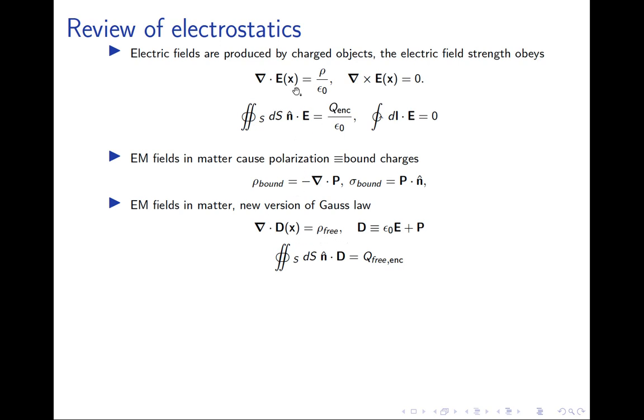And if you write in terms of free charges, the Gauss law, which we had before, which is divergence of E equal to rho over epsilon naught, turns into a slightly different form: divergence of D equals rho free, where rho free is the free charge density, and this D is the electric displacement vector, which is defined to be epsilon naught E plus P. Okay.